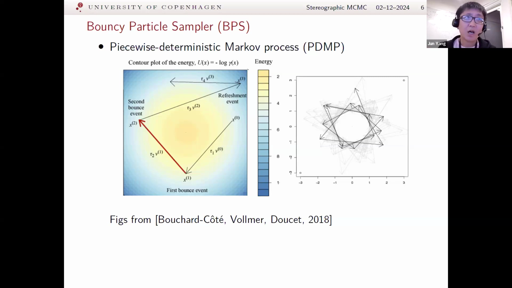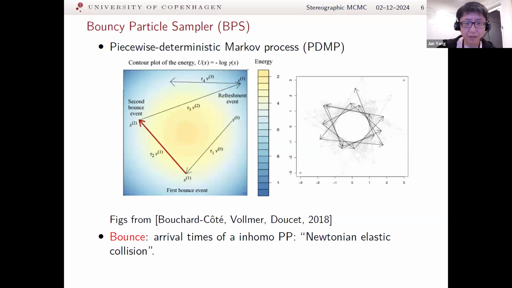The first type of event is called the bounce event. When the bounce event occurs, the particle changes direction, and how it changes direction depends on the contour line of the target density at the location, following basic Newtonian elastic collision. It's like a reflection, so it bounces back. You can see the first bounce event occurs here.